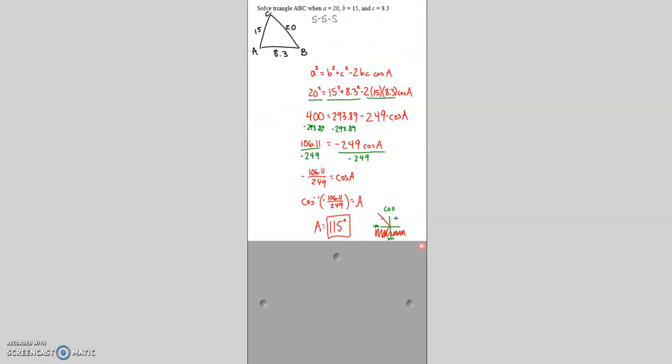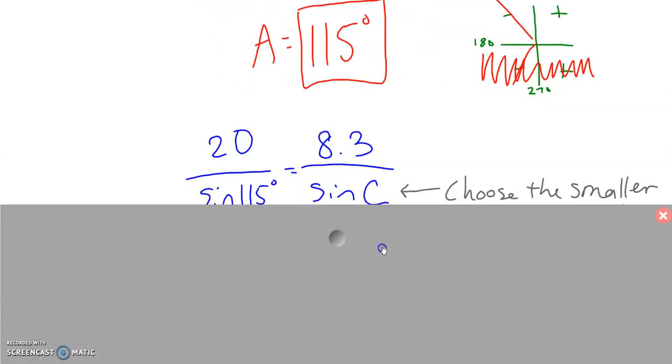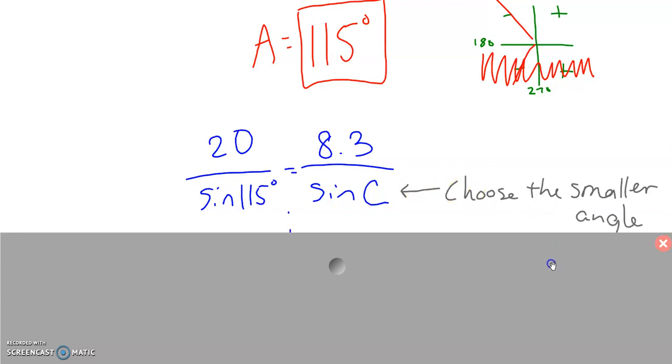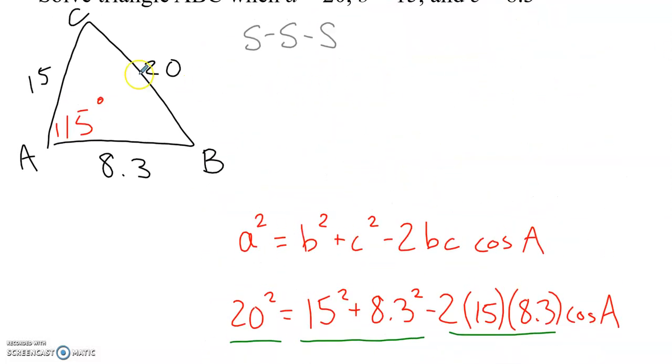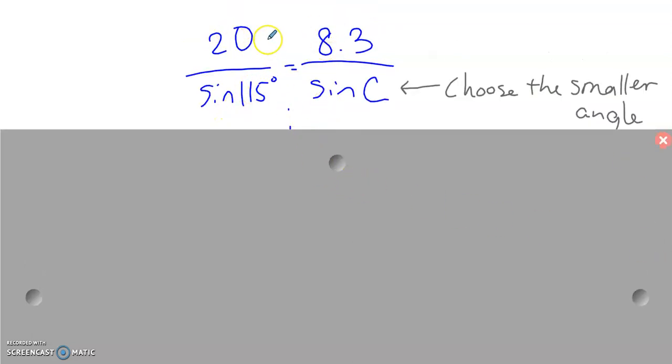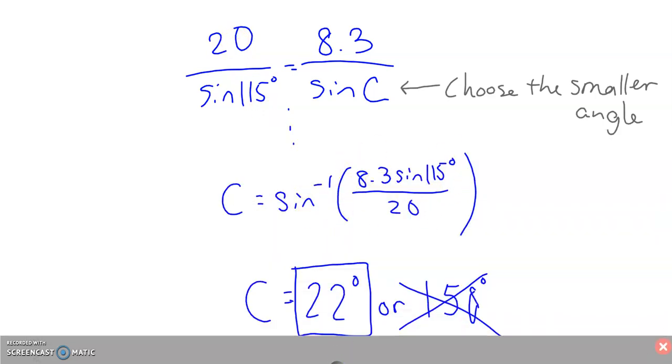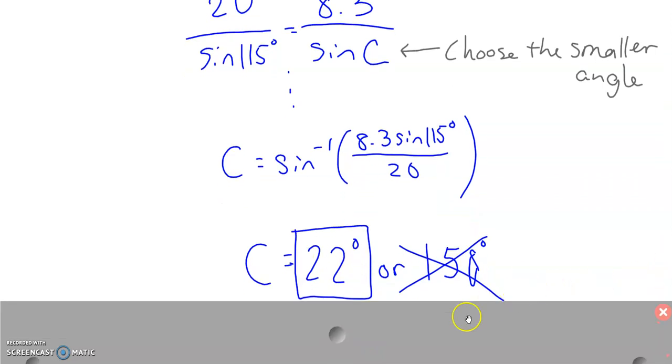Once you know that angle A is 115 degrees, you can see that I've got a side length and its opposite angle. So at that point, I'm going to use the law of sines to find the remaining parts of my triangle. Again, I'm going to choose the smaller angle here because angle C is opposite the smaller of the two remaining side lengths. So I set up the law of sines. I cross multiply, divide by 20, take the inverse sine, and use my calculator. That's the answer my calculator gives me.